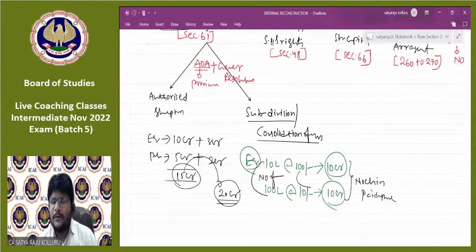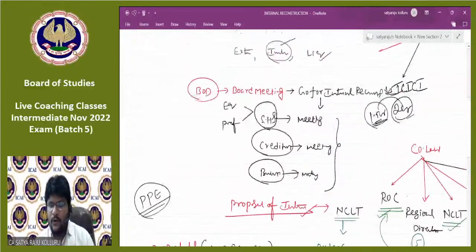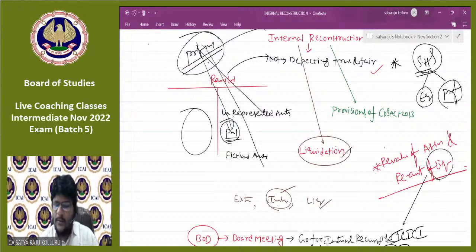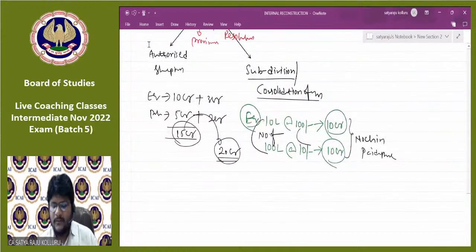Sir, why, in the process of internal reconstruction, can a company go for subdivision or consolidation of shares? Maybe during the process of internal reconstruction, we need to make settlements to various parties. Maybe we are going to settle a bank loan now, or maybe we want to increase the number of shares, or maybe we want to decrease the number of shares. At that point of time, the company can go for consolidation. So all such activities are going to occur. That's why a company can go for either subdivision or consolidation of shares.